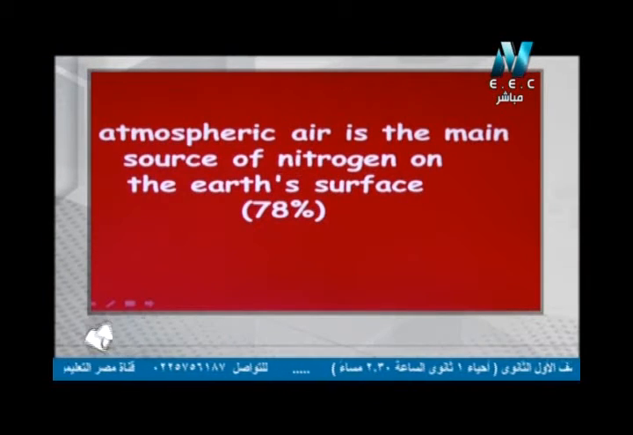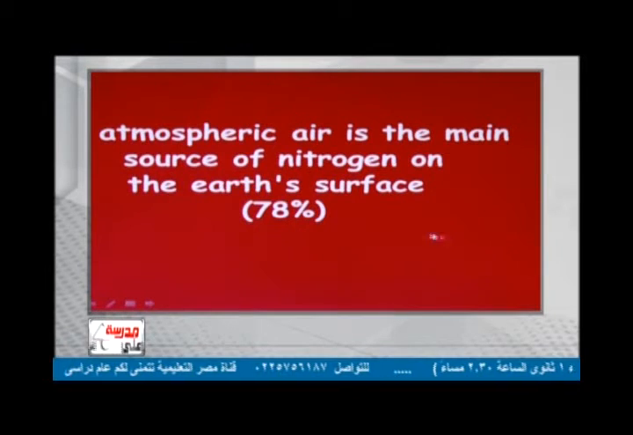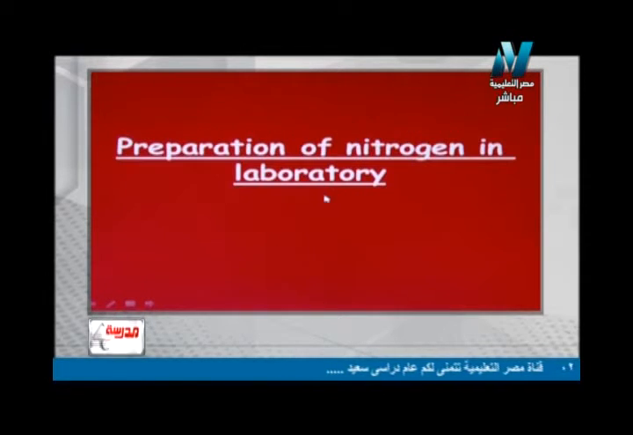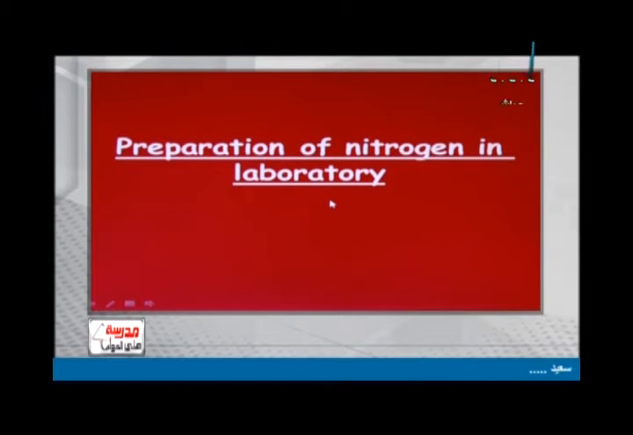So now, how to prepare nitrogen gas? We know atmospheric air is the main source of nitrogen on the Earth's surface. It makes up about 78% of air volume. So, how to prepare nitrogen gas in the lab? I think it is the most intelligent gas preparation this year, the one with the most cleverness in its preparation, God willing.